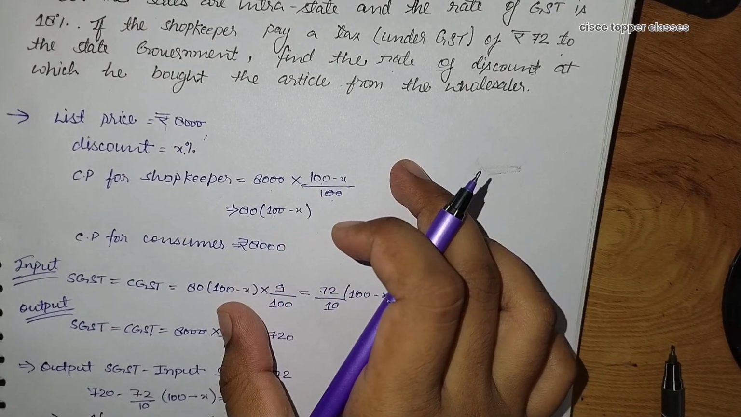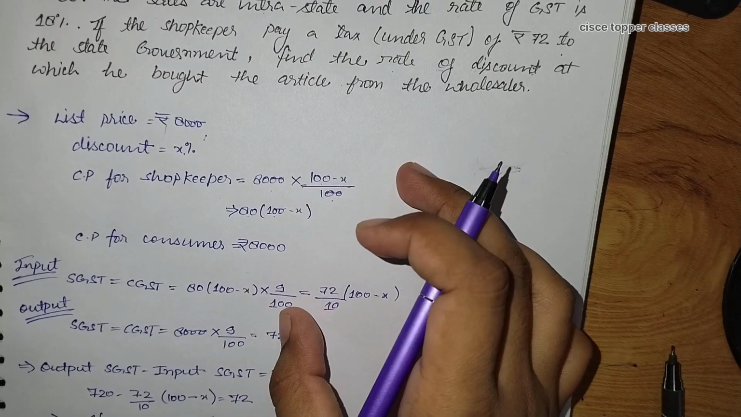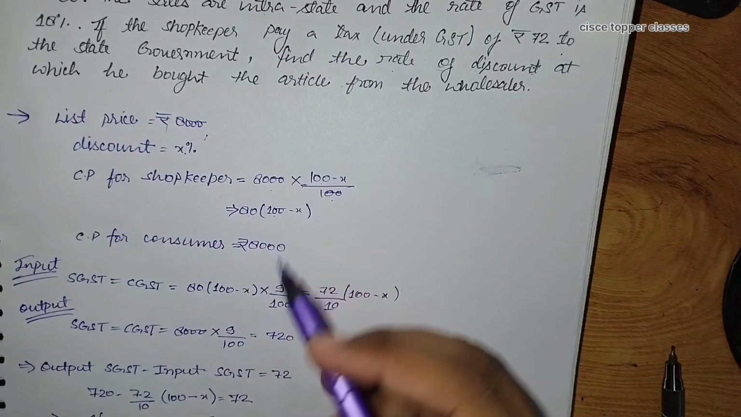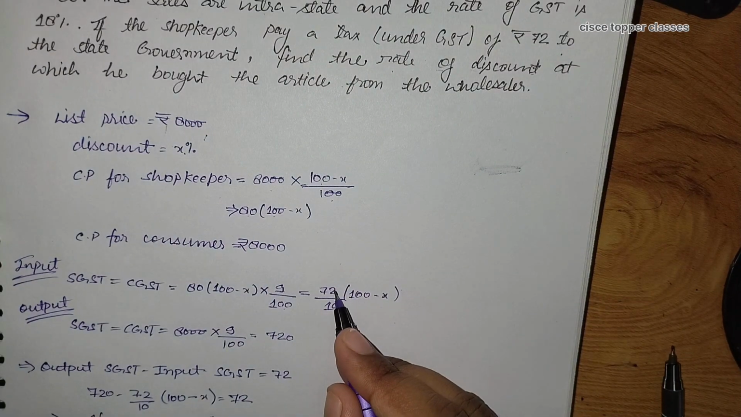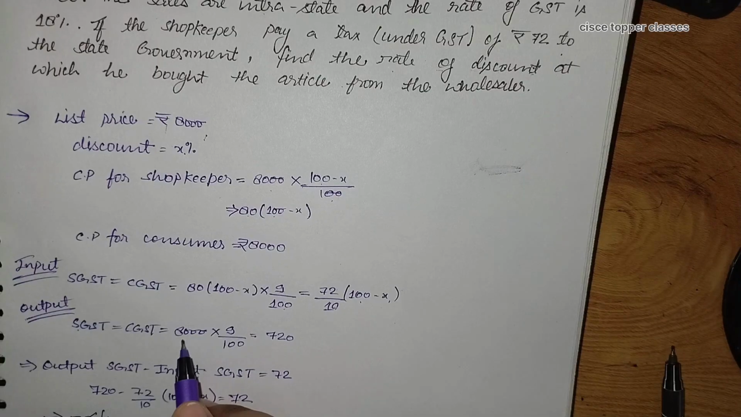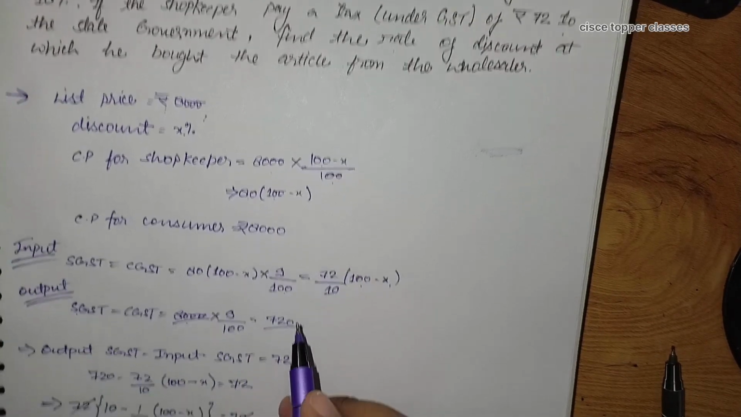This is the value for input sales, hence into 9 by 100, half of the total GST which is formed here. This is 18%, hence 9 by 100 we have taken. So this will be 72 by 10 into 100 minus x, and output SGST like this only on the 8000 list price we will find. So this will be 720 here.